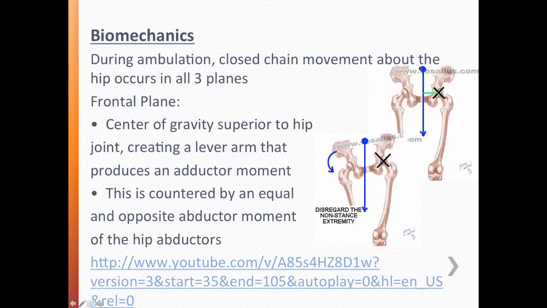So here we have our center of gravity up here, we have our joint line over here, and you see the lever arm that we have here is fairly short, so these muscles should have a good advantage. But then what happens is if these muscles are weak and can't hold the pelvis here laterally, then the pelvis wants to drop here, creating an adductor moment at the hip. So that's the femur moving more medially.